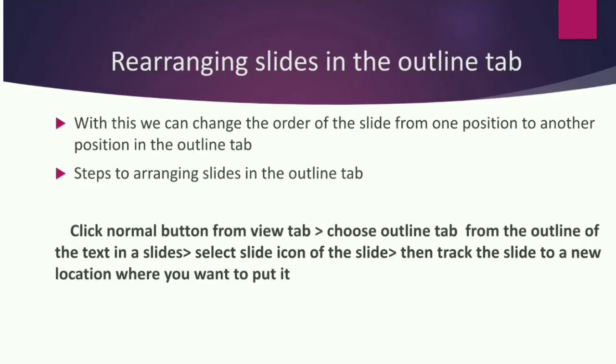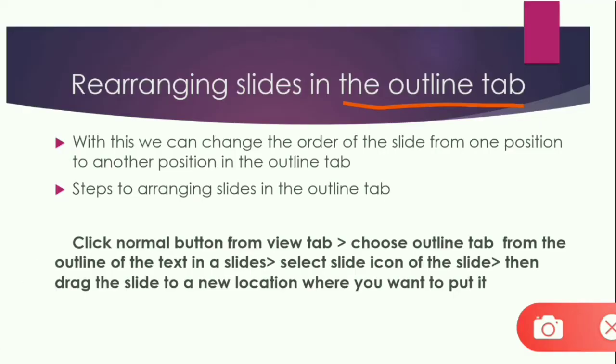Next, that is rearranging slides in the outline tab. With this you can change the order of the slide from one position to another position in the outline tab. For doing this, firstly I want to tell you what the meaning is. Once your presentation is created and you want to rearrange your slide from one position to another position, at that time we need rearranging. Means with the help of rearranging you can rearrange your slides according to your choice, or you can change the position or sequence of a slide from one position to another position.